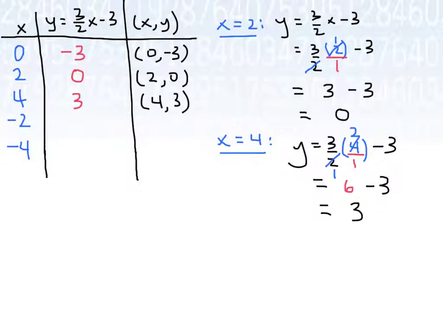We will also want to finish our table by plugging in the negative values of x into our equation. So I'm going to write that on the side as well. When x equals negative 2, our y will equal 3 halves times negative 2. Notice I'm enclosing the negative 2 in parentheses, and we still have to subtract off 3 from the equation. So what you want to pay attention to here is that you have a positive number times a negative number.